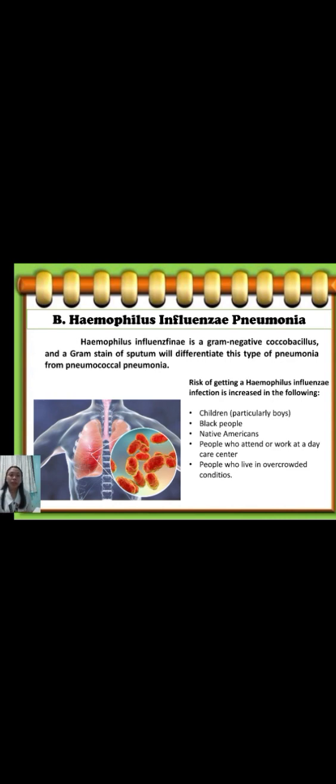Now let's proceed to Haemophilus influenzae pneumonia. Haemophilus influenzae is a gram-negative coccobacillus, and a gram stain of sputum will differentiate this type of pneumonia from pneumococcal pneumonia. It is an infection spread through sneezing, coughing, or touching. The bacteria can cause middle ear infections and more serious infections including meningitis.